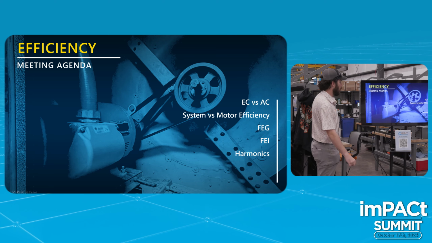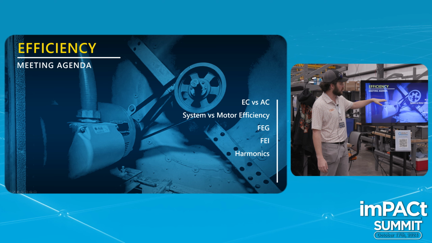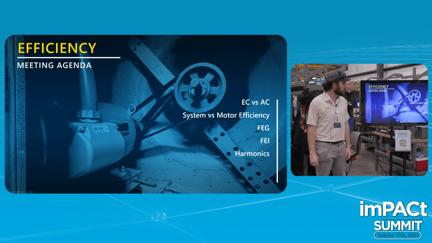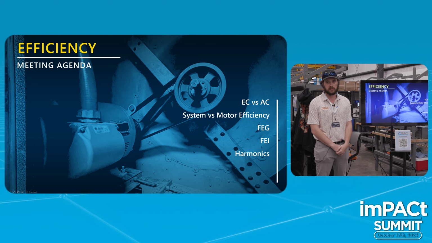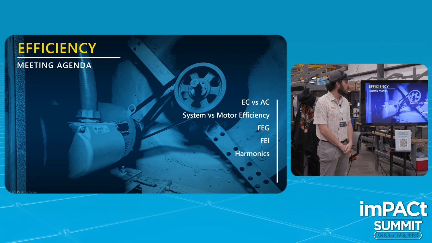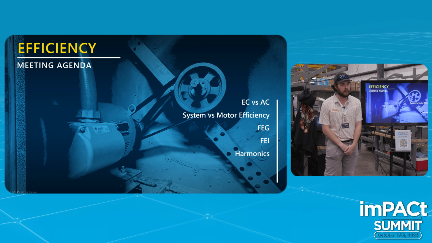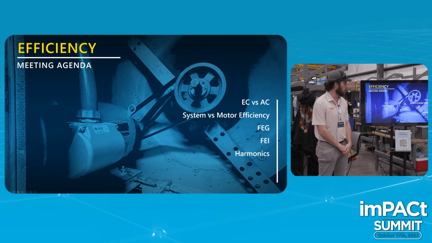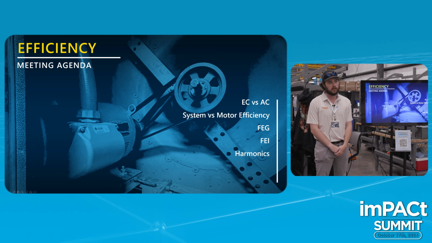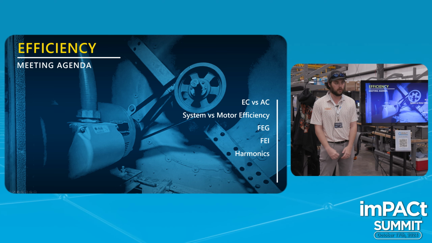So I'm gonna talk about just high level EC versus AC, some system versus motor efficiency and the differences and when you should care about each one of those. We'll explore FEG and FEI, and which one of those you need to worry about, and then we'll end with harmonics and how we can deal with those harmonics.